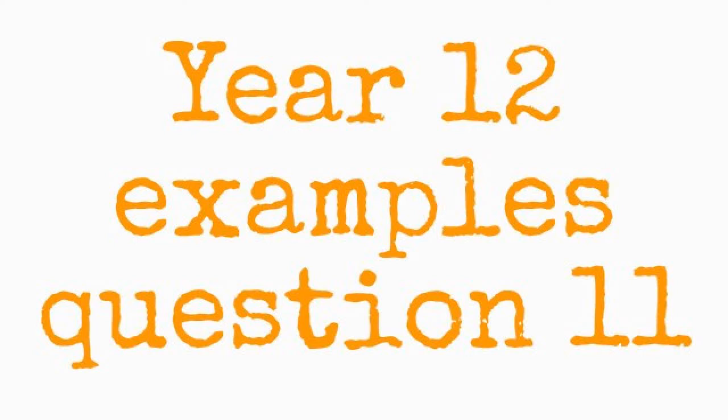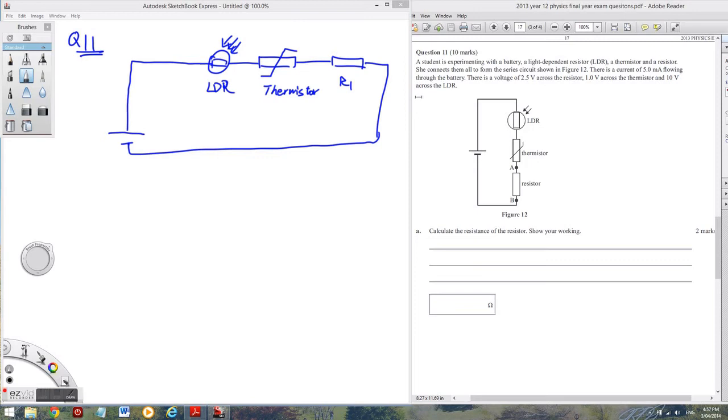Year 12 Examples Question 11. Look at question 11. We have a circuit. In the circuit, we have three components, three devices.